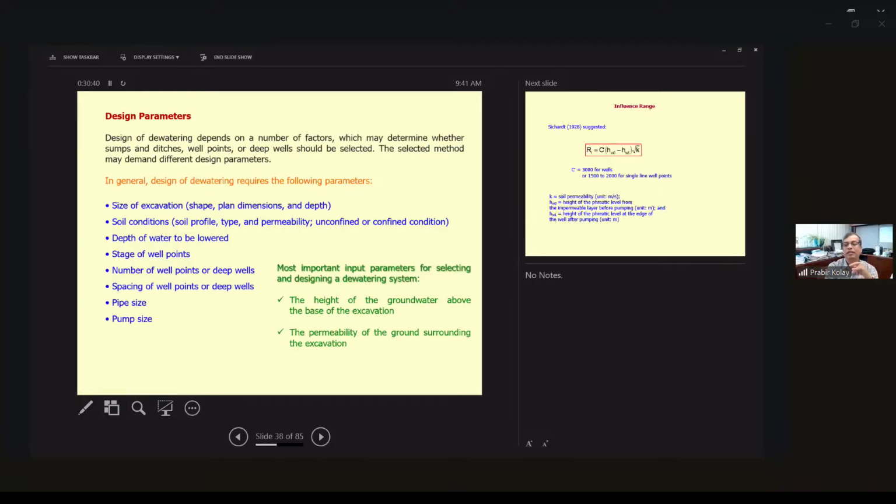So these are the design parameters we need to check. The most important thing is the height of the groundwater above the base of the excavation, and also the permeability of the soil there. If you make a well and the permeability is high, as in sand and gravel, the water will flow quickly and you pump the water out. It's an easy well point method. But if the permeability is low, then either use the vacuum consolidation method, or, as I mentioned, the electroosmotic method.